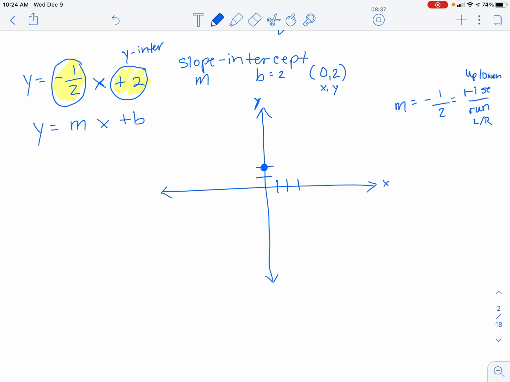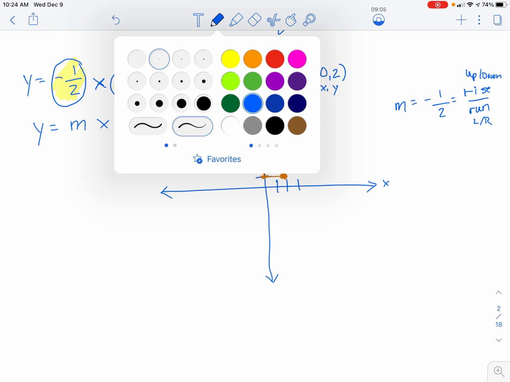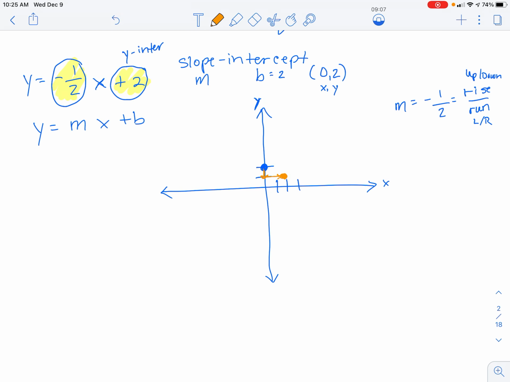Let me get some more lines on here. Okay, so I'm going to rise from this point. Let me change the color of my pen. I'm going to rise from this point that I've already plotted down 1. So I'm going to go right down here. And I'm going to run 2 from that spot. So 1, 2 is right here. So I'm going to plot my point right here. So that second point, using my slope of -1/2, I managed to actually get another point plotted.